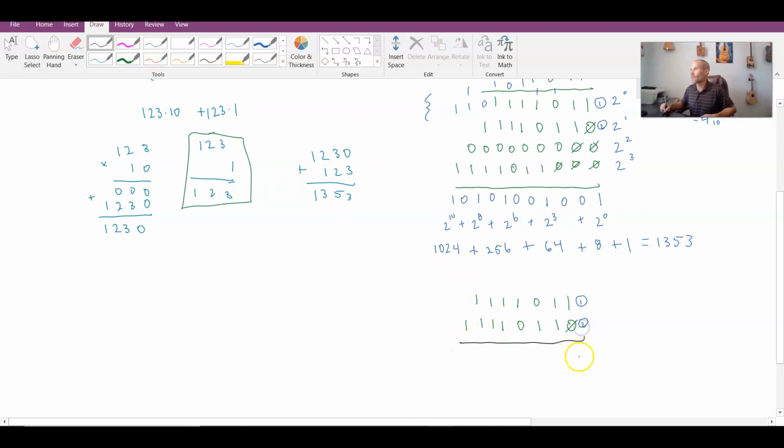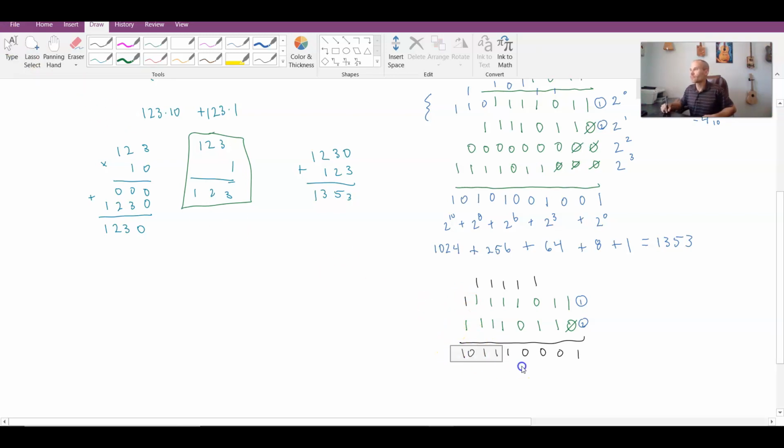If we add these together, we get 1. 1 plus 1 is 1, 0. 1 plus 1 is 1, 0. Carry the 1, and 1 plus 1 plus 1 is 1, 1. 1 plus 1 plus 1 is 1, 1. 1 plus 1 plus 1 is 1, 1. 1 plus 1 is 1, 0.